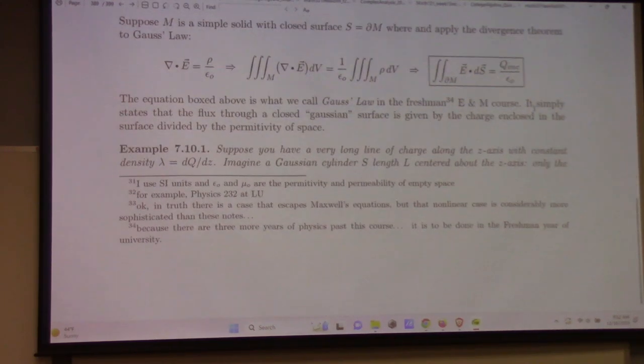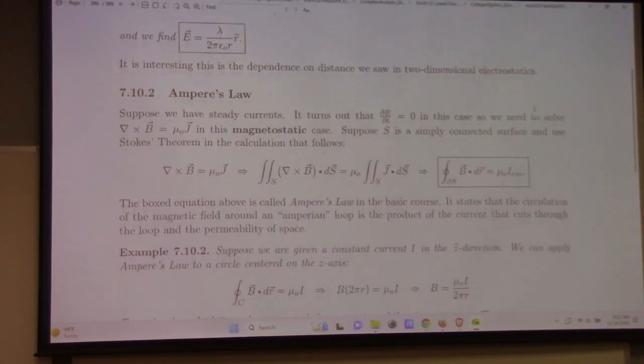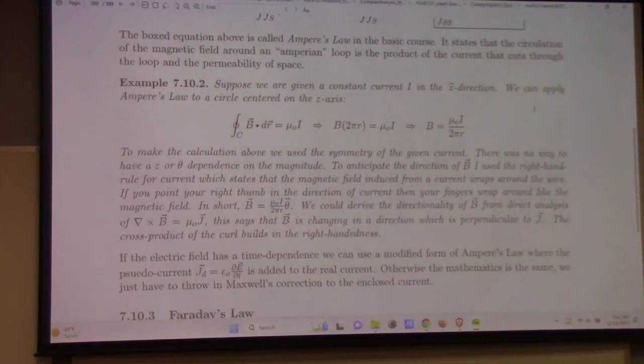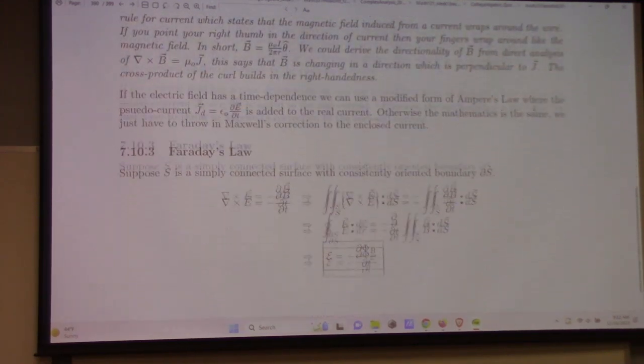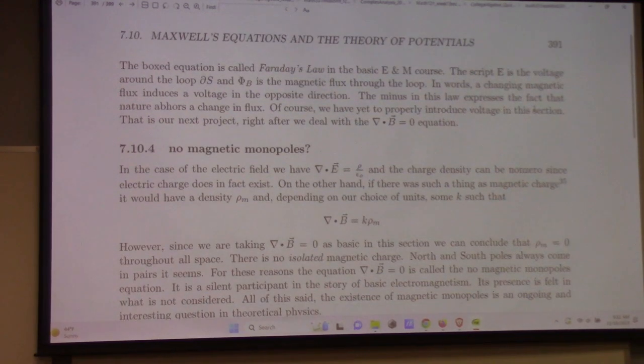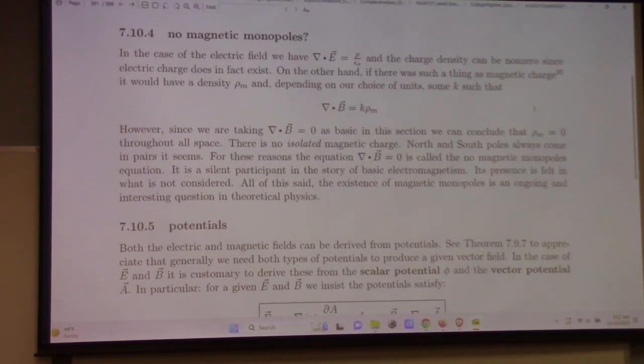I talked about that last class. I even talked about that last class. Faraday's law we just did. The divergence of the magnetic field is 0.